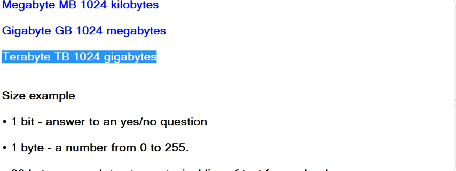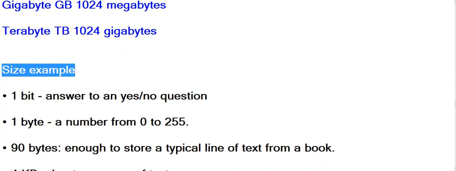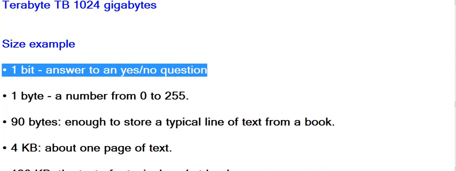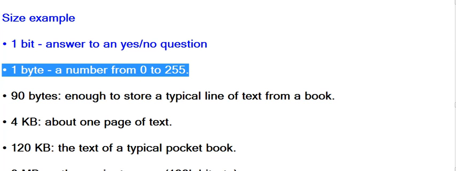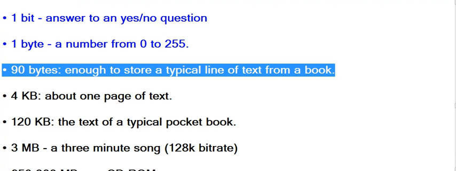Terabyte, TB: 1024 gigabytes. Size examples. 1 bit: the answer to a yes/no question. 1 byte: a number from 0 to 255. 90 bytes: enough to store a typical line of text from a book.